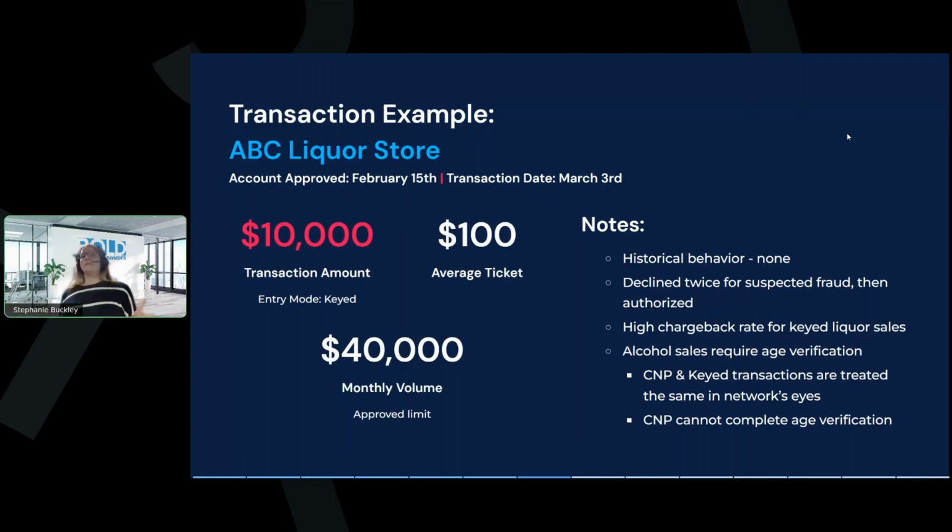In this example transaction, the merchant runs a $10,000 transaction keyed. In this specific circumstance, it declined twice for suspected fraud and then went through as an authorization. Because there are high chargeback rates for keyed liquor sales, and because alcohol sales require age verification and a keyed transaction is considered card not present, this is going to flag in the system. A quarter of the approved monthly volume was run as a keyed transaction, declined twice as suspected fraud, and the account is brand new. There's a lot of information here that risk is going to say, I don't like this, account on hold, let's review what's going on.